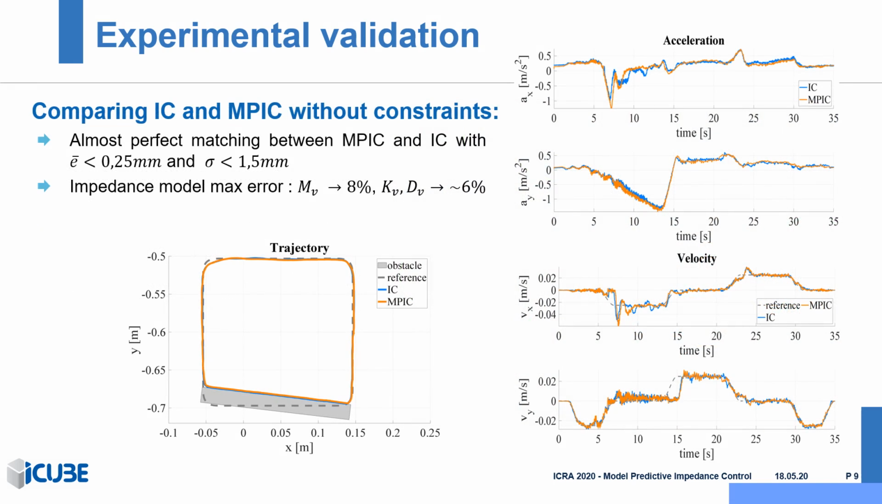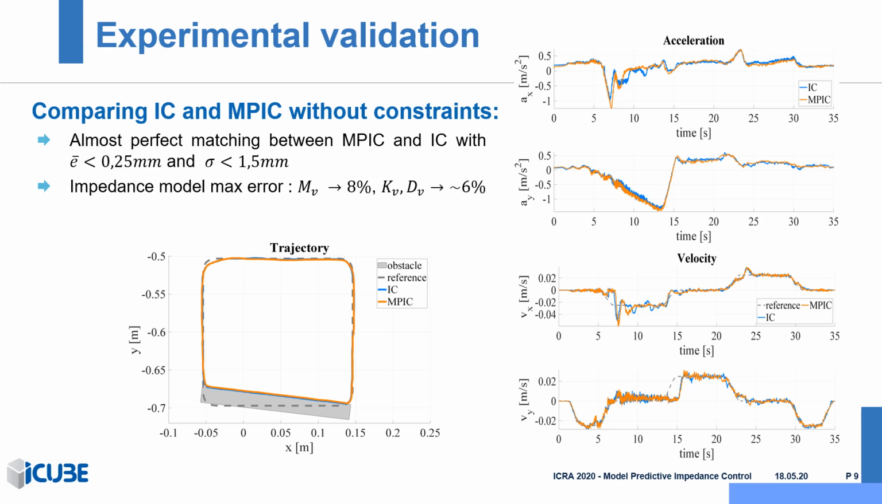In this first experiment, we were interested in comparing the performance of impedance control with model predictive impedance control without constraints. The presented graphs give you the end effector trajectory, Cartesian velocity and acceleration of both impedance control and model predictive impedance control, as well as the followed reference. As we can see, there is an almost perfect matching between the two controllers, with a mean error of less than 0.25 mm and a standard deviation of less than 1.5 mm. It is also worth noticing that both controllers react the same way to the unmodeled interaction caused by the obstacle.